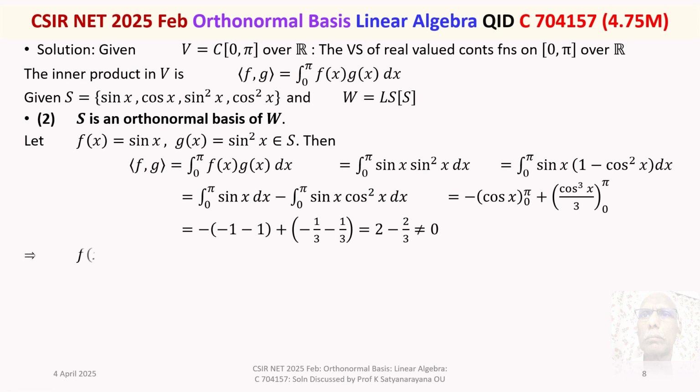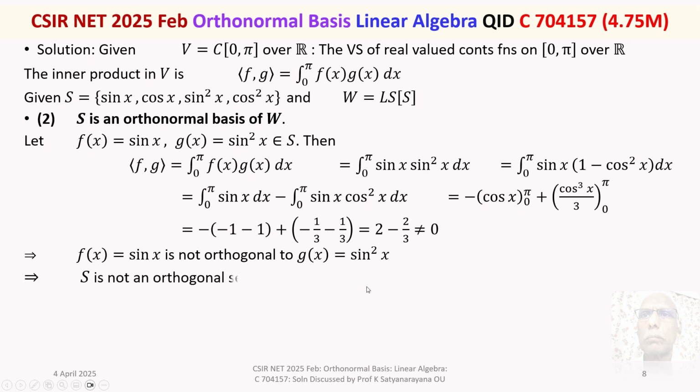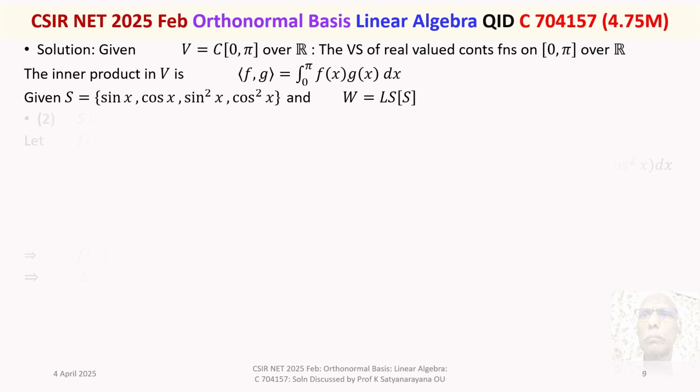So they are not orthogonal. They are not orthogonal to each other. Therefore, S is not an orthogonal set. When it is not an orthogonal set, S cannot be an orthonormal set, and hence S is not an orthonormal basis of W. Thus, option 2 is not true. Right. We move to the last option.